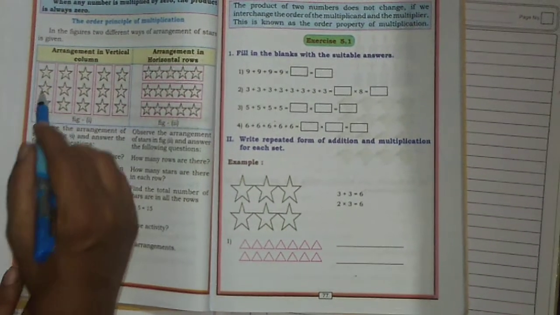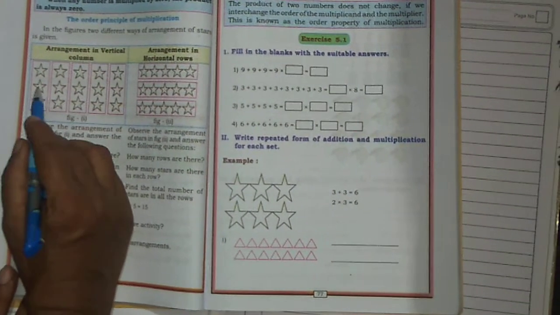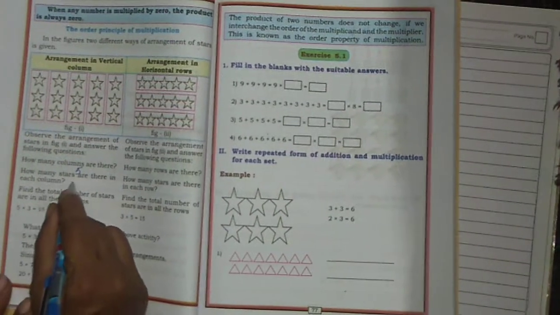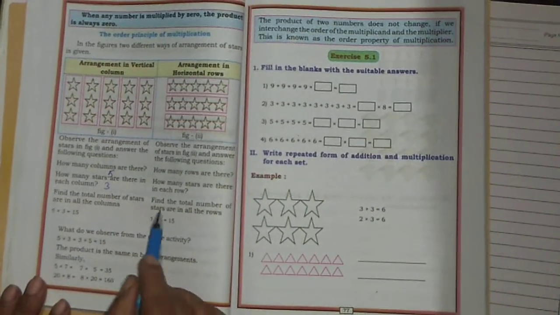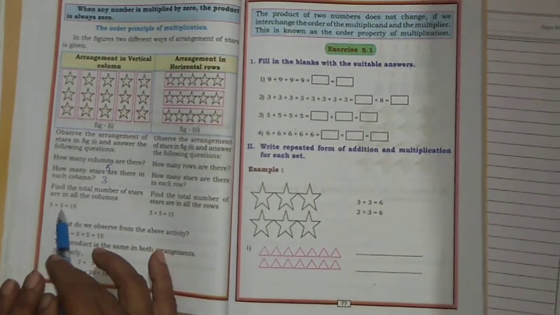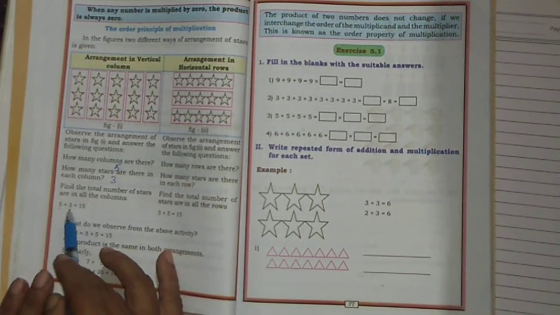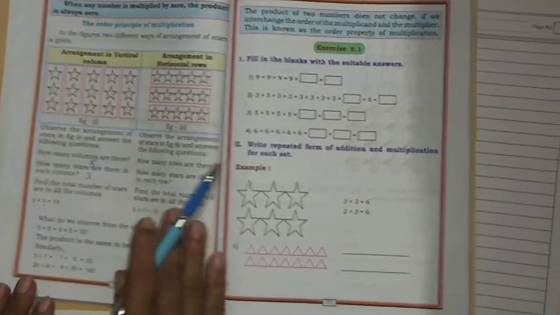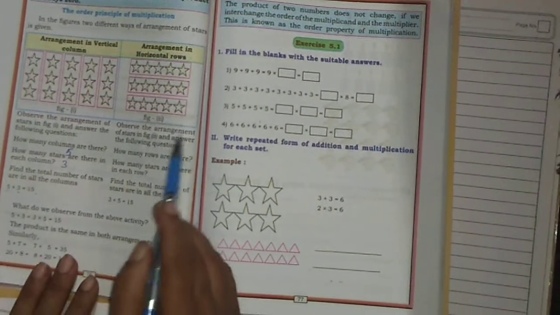How many stars are there in each column? This is one column. So each column, how many stars? 1, 2, 3. 3 stars. Find the total number of stars in all the columns. So 5 columns, in each column 3 stars. So 5 into 3 is 15. So we can come to figure 2.